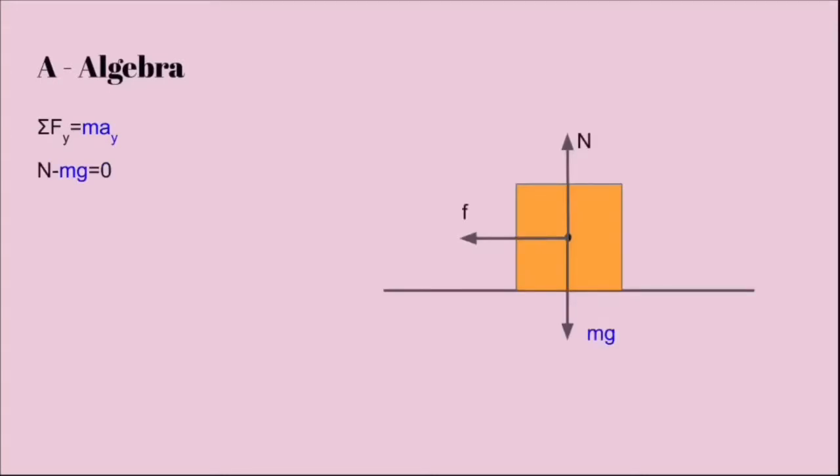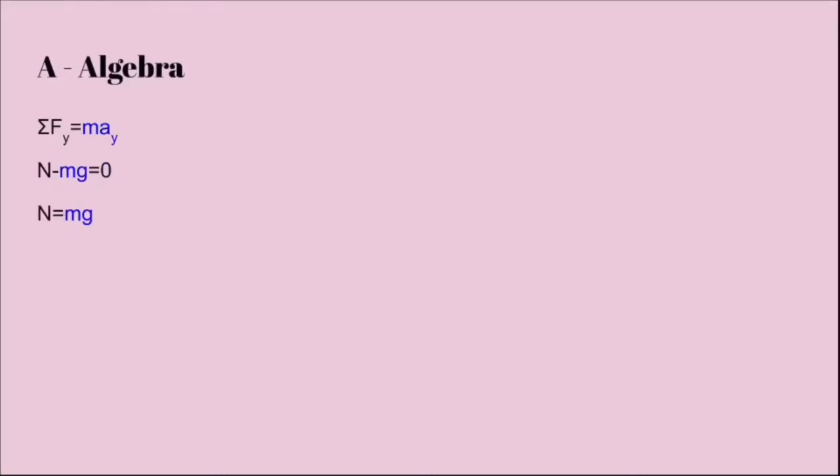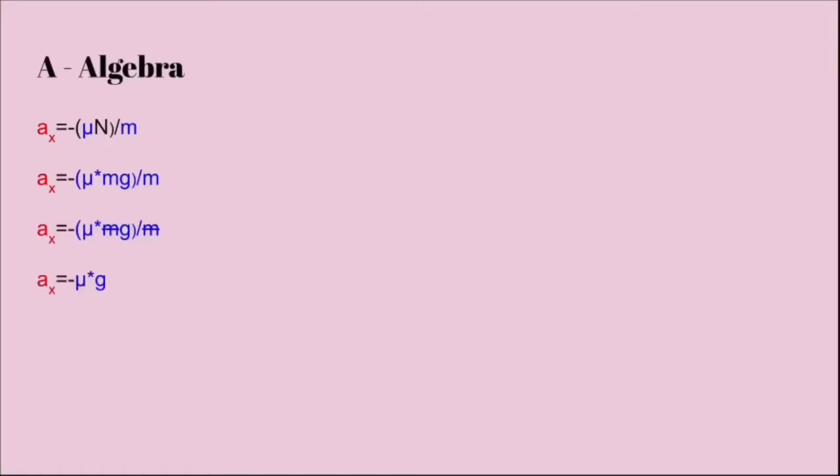Normal force. This is where the summation of all the forces in the y direction comes into play. Plug in positive n and negative mg because it is on the negative y-axis. Rearrange this to get n equals mg. So the acceleration in the x direction is negative mu times mg divided by m. But wait, we can simplify this by canceling out m from both the denominator and the numerator to get the final equation of ax equals mu times g.